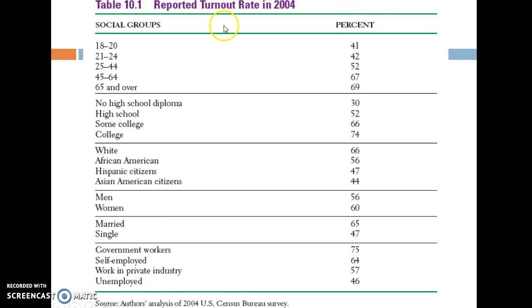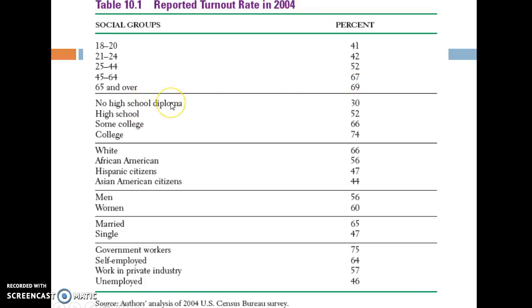So here are turnout rates if you want to look at a table that illustrates what the slide from two slides ago talked about. People 18 to 20, about 41% of people 18 to 20 show up. 21 to 24, about 42%, so that's still pretty low. 25 to 44, you got a little over 50%. But then 65 and over, about 70% of people vote.